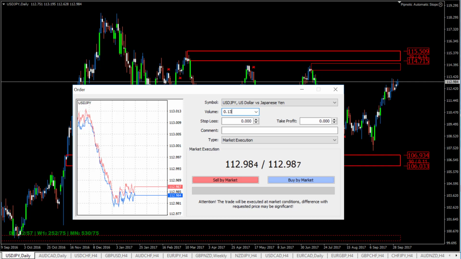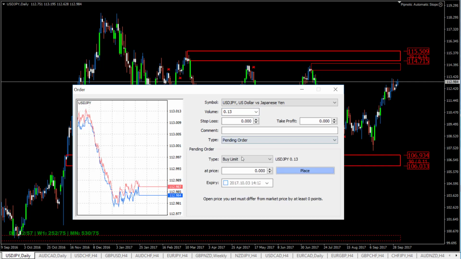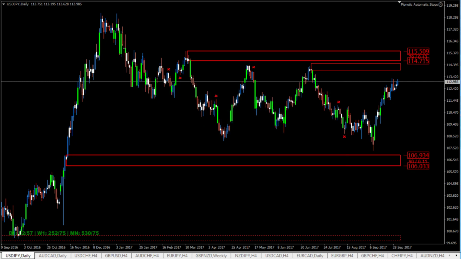So the entry at 114.71, and stop at 115.51. Oops, what happened there?